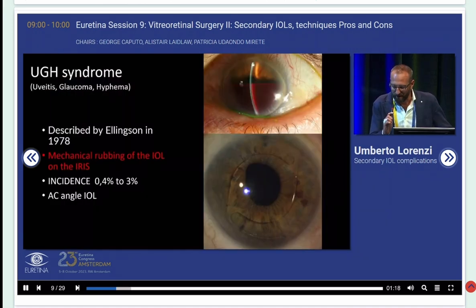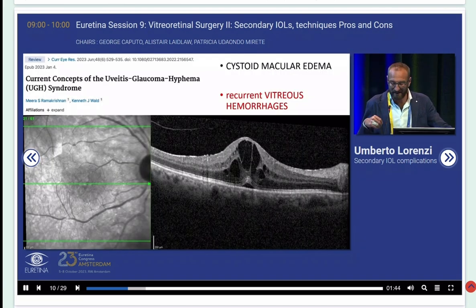When the IOL position is not perfect, we can have the UGH syndrome. UGH stands for uveitis, glaucoma, and hyphema. This was described in '78 by Ellison, and the mechanism is the rubbing of the IOL on the iris. It was described initially for the angle AC IOL, but the modern UGH syndrome is not linked to hyphema, but is more linked to vitreous hemorrhages, recurrent vitreous hemorrhages.